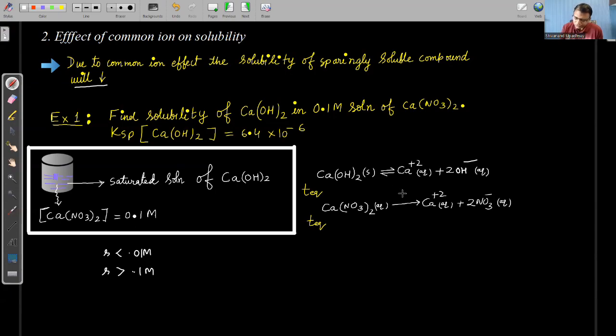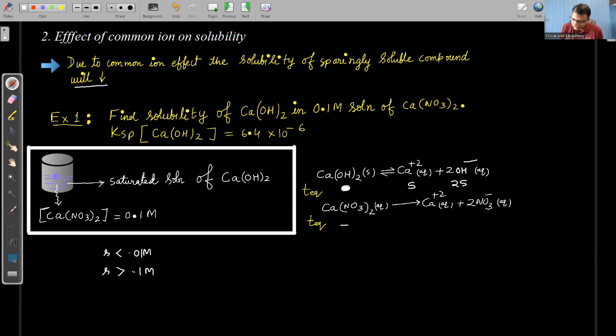So now, at equilibrium, what are the concentrations of the different chemical species in this system? There is calcium hydroxide in solid state, and when it dissolves, it forms some Ca2+ ion. So this is S, then OH- will be 2S, where S is the solubility of calcium hydroxide. This is a salt.